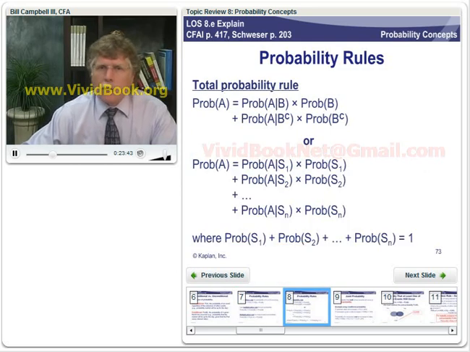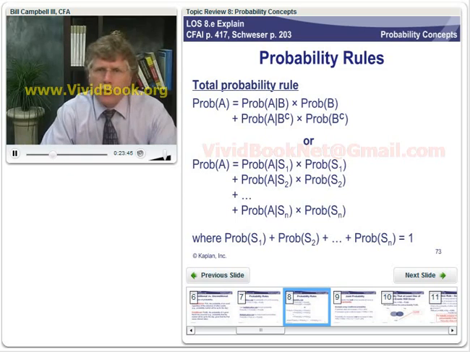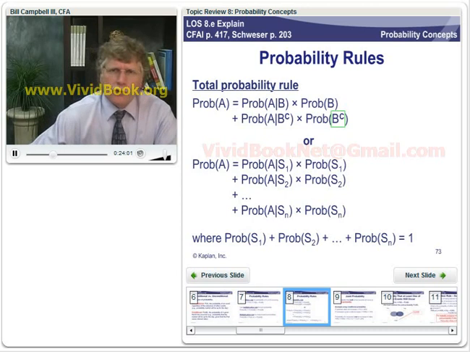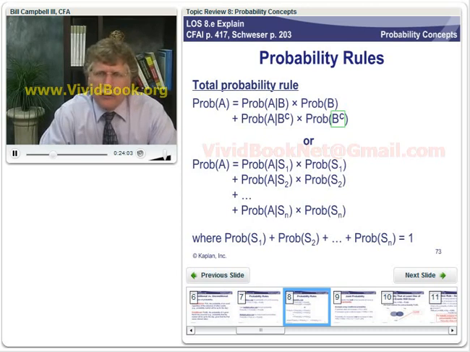Okay, some more probability rules. The total probability rule. Once again, you need to know some notation. So do me a favor. I want you to put a little box around this B with the superscript C, B with the little c up and to the right. That C means complement. B complement.